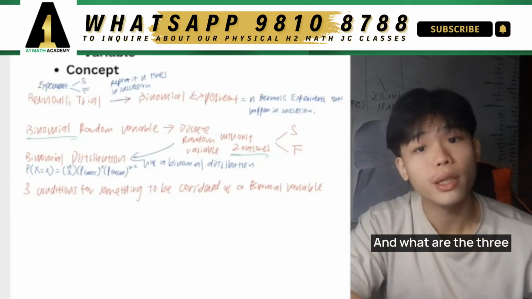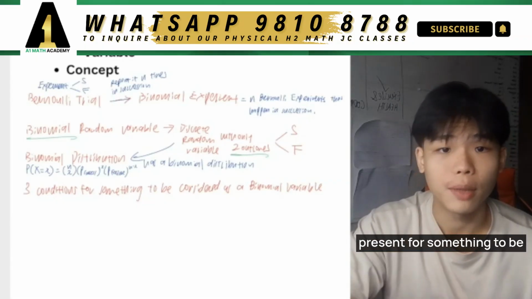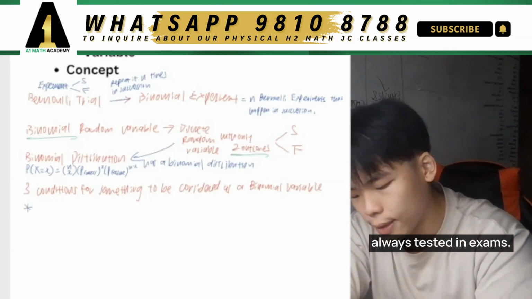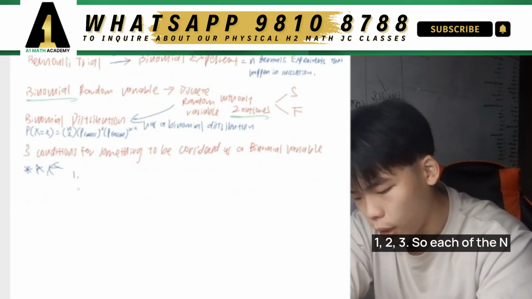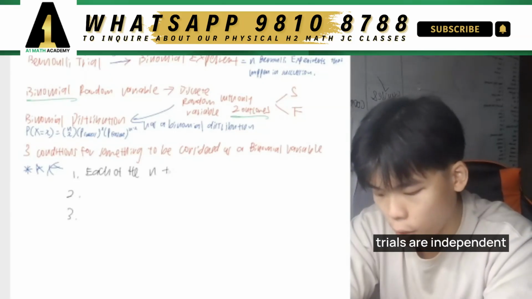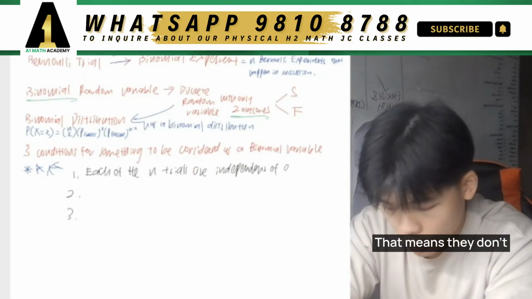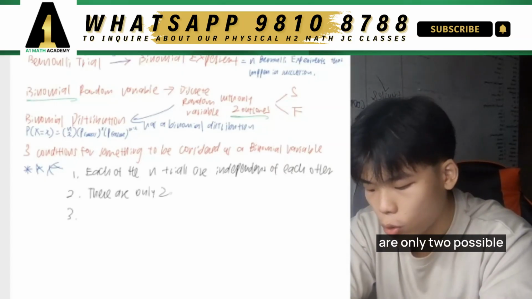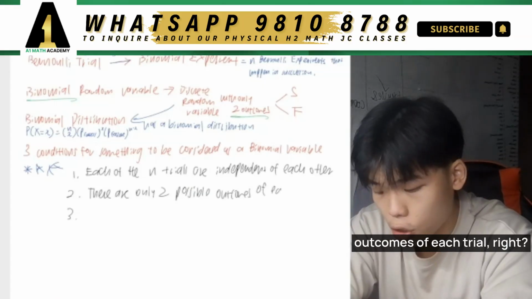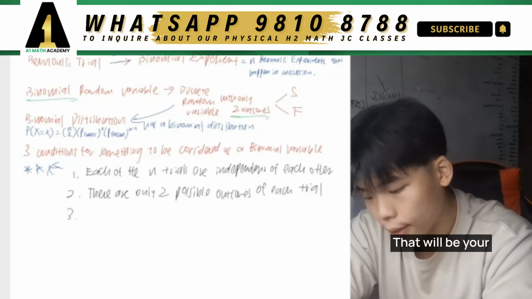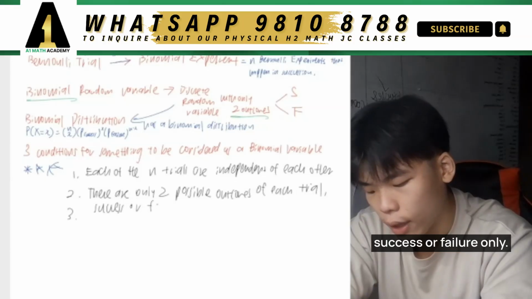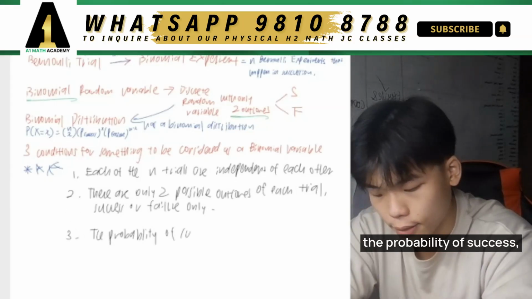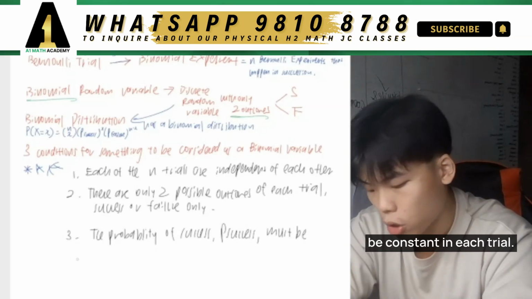And what are the three conditions required to be present for something to be considered a binomial random variable? This one is always tested in exams, so make sure you commit this to memory. 1, 2, 3. Each of the n trials are independent of each other. That means they don't affect each other. Secondly, there are only two possible outcomes of each trial. And what are the two possible outcomes of each trial? That will be your success or failure only.